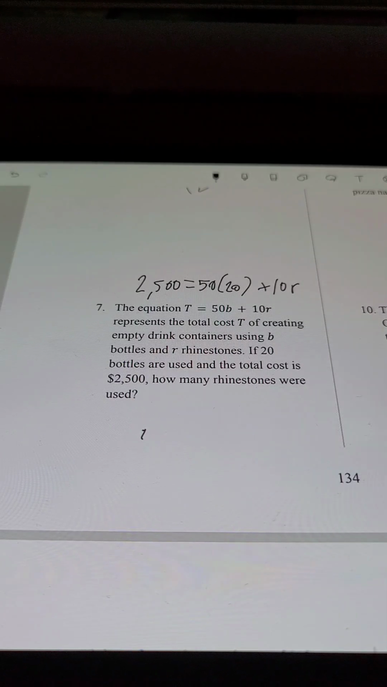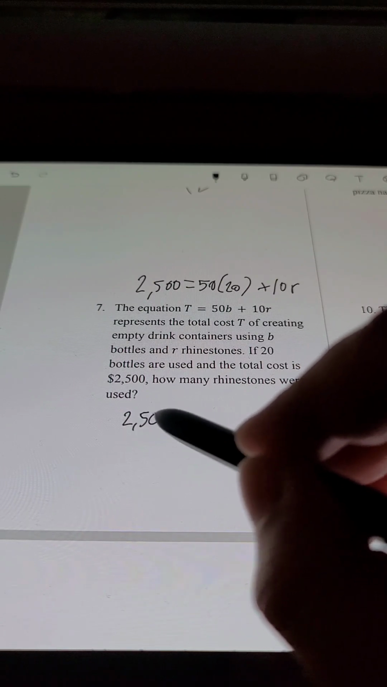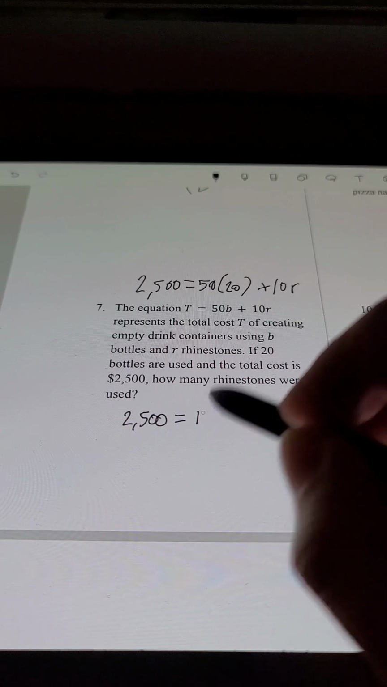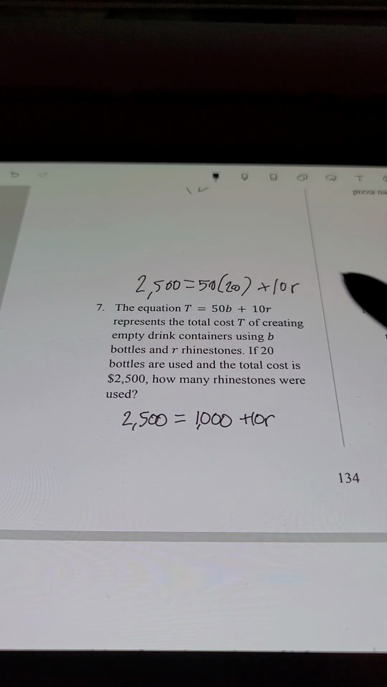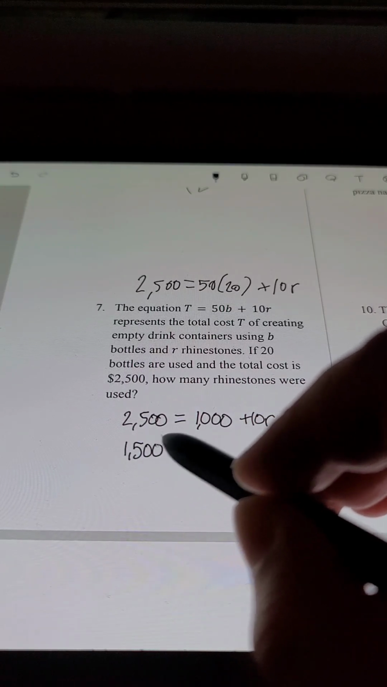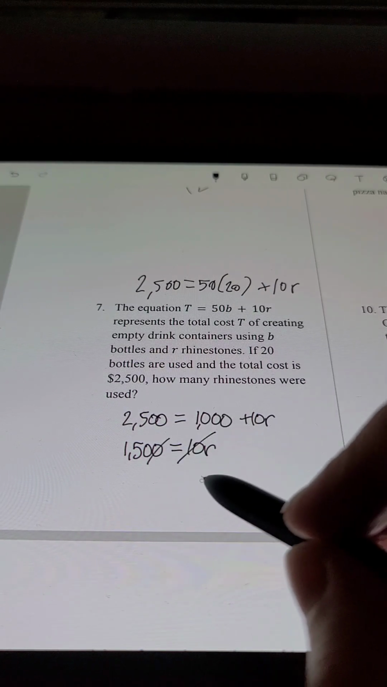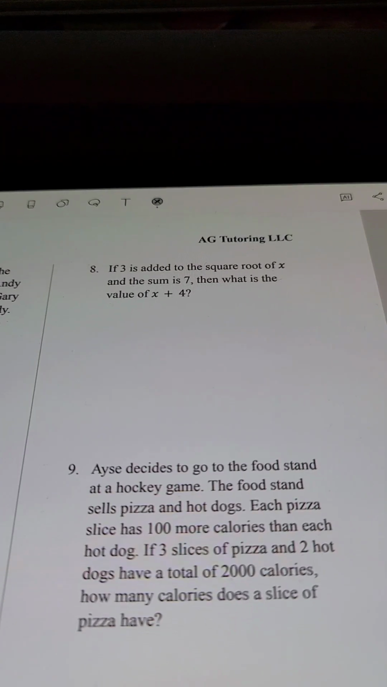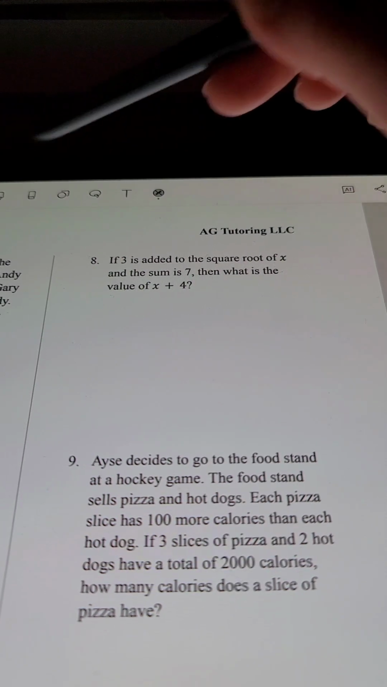So 2,500 is equal to 1,000 plus 10R. So now I'm going to subtract 1,000 from each side, so then it's going to be 1,500 is equal to 10R. If I divide by 10, I get that R is equal to 150. So that's the answer. So now pause to read number 8 if you haven't already.